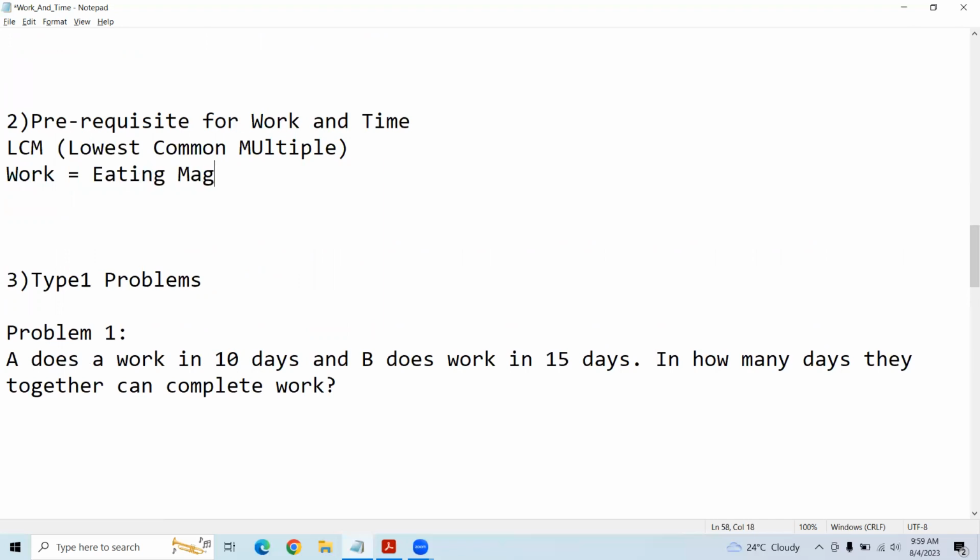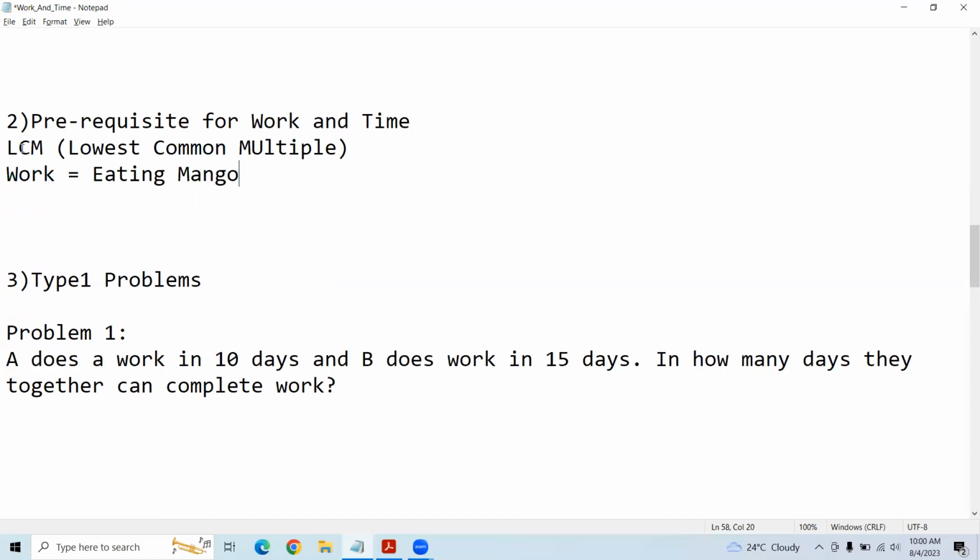So what happens when we say work, we don't get any clear idea. Like if I say A does certain work in 10 days, we are not able to visualize what work he is doing. So just to make things very simple, we are going to consider work as eating mangoes. So when I say A completes his work in 10 days, I mean whatever mangoes we have, all those mangoes will be eaten by A in just 10 days.